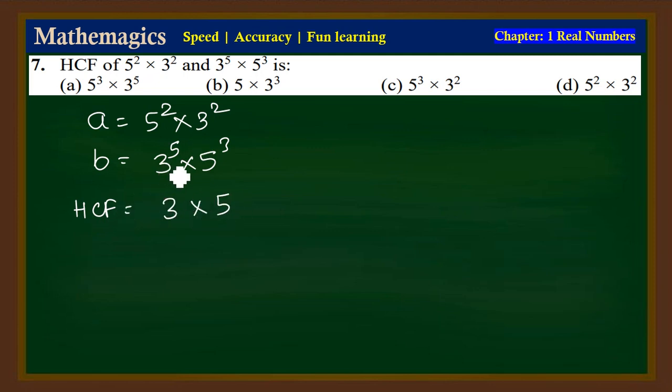So the lowest power, HCF is all about the lowest power. 3 to the power 5, 3 to the power 2, obviously 2 we will take. 5 to the power 3, 5 to the power 2, obviously I will take the 2 only. So the correct answer is 3 to the power 2 multiplied by 5 to the power 2. It means both are having it. So option number D is the correct answer. So dear friends, it will take very little time to go through.